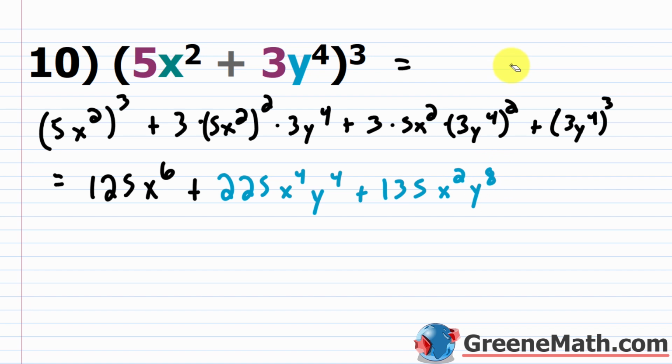So let me get rid of this. And then lastly, I'm just going to change colors here. Lastly, I have this 3y to the 4th power being cubed. So 3 cubed is obviously 3 times 3 times 3, which is 27. And then y to the 4th power being cubed, y stays the same. Multiply exponents, 4 times 3 is 12. Now, it's perfectly acceptable to leave your answer in this format.